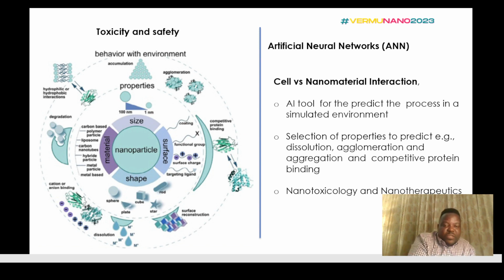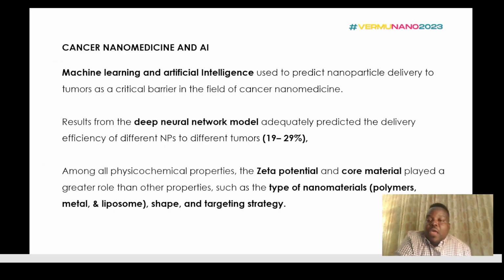Some of the selections that were done using AI were the properties predicted from dissolution studies, accumulation, aggregation, and competitive protein binding, showing we're able to play a role in confirming how the nanotoxicity will look, and also how nanotherapeutics and efficacy will look, depending on the different types of properties associated with nanomaterials.